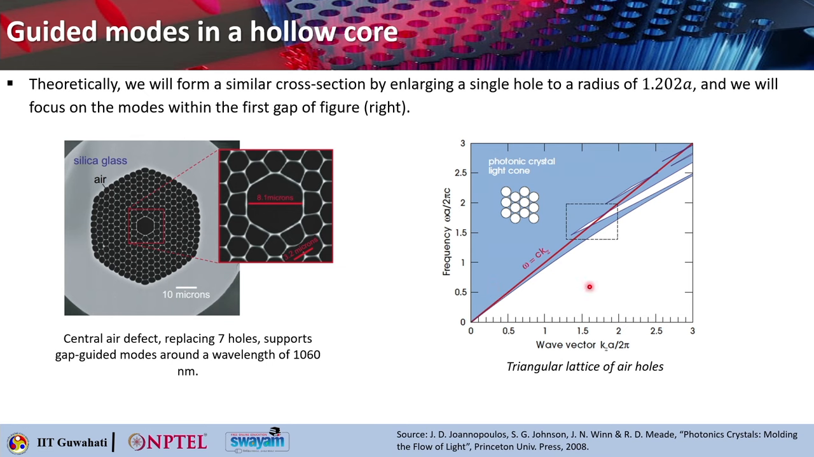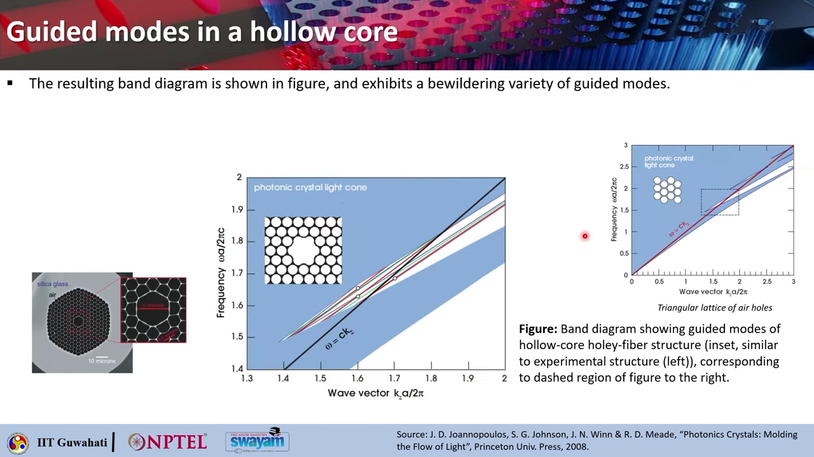And why are we showing this? Because our focus will be to have something within this gap, okay, that was shown in this particular figure. So we want our modes to be somewhere here, okay? And when you do the actual simulation, this is the structure that you are simulating. So what we have done is taken the central hole and set its radius to 1.202a, and you came up with this kind of structure, right?